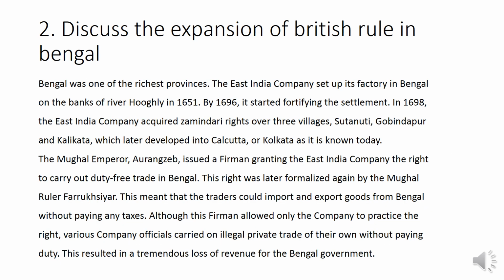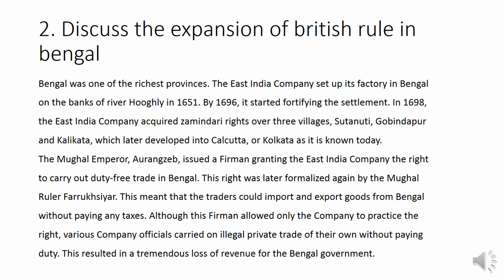Question 2. Discuss the expansion of British rule in Bengal. Answer. Bengal was one of the richest provinces. The East India Company set up its factory in Bengal on the banks of the river Hooghly in 1651. By 1696, it started fortifying the settlement. In 1698, the East India Company acquired zamindari rights over three villages, Sutanuti, Gobindpur and Kalikata, which later developed into Calcutta or Kolkata as it is known today.